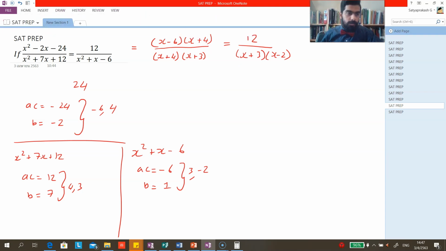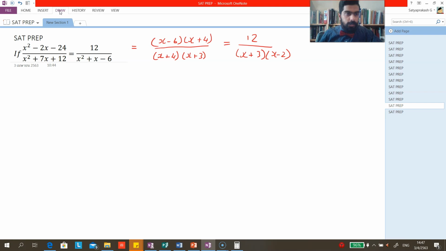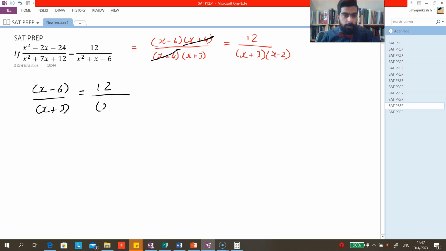Now, if we take a look at this, let us rub this all out now, and let's write the equations again, and let us solve for it. So let me rub this out. Now, if you can see on the top here, x plus 4 and x plus 4 can simplify. So what we have here is (x minus 6) over (x plus 3) is equal to 12 over (x plus 3)(x minus 2). Right, guys, this is the equation that we have.